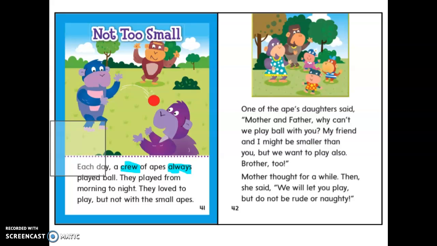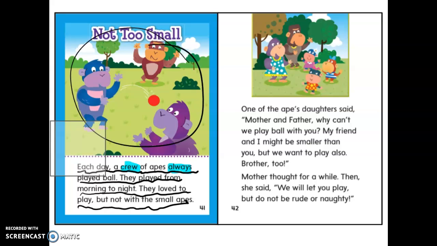All right, let's go ahead and read this page together. Ready? Read. Each day, a crew of apes always played ball. They played from morning to night. They loved to play, but not with the small apes. So these guys want to play ball, but they don't want to play with the small apes. If you look on the next page, you can see the small apes there.